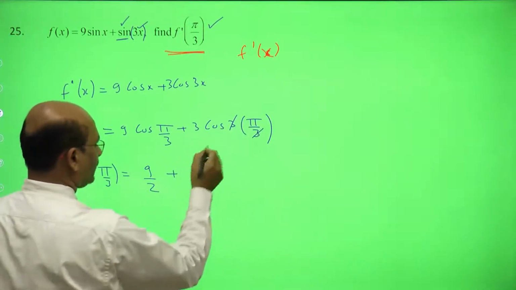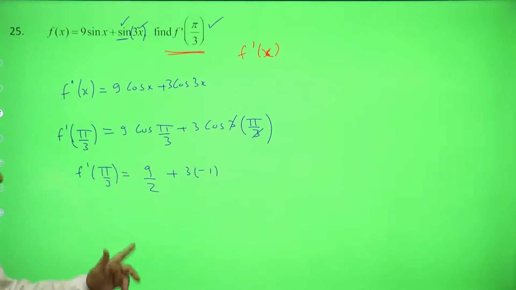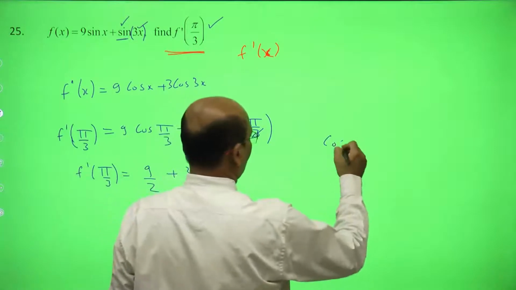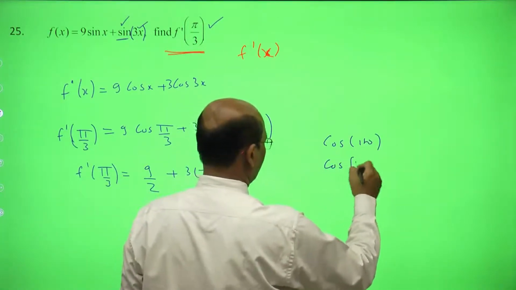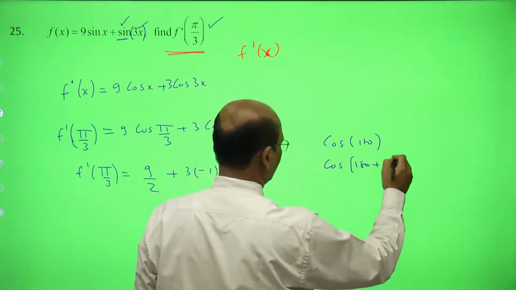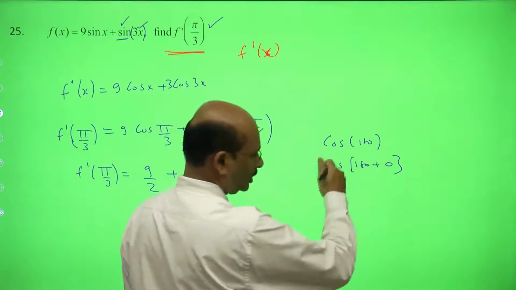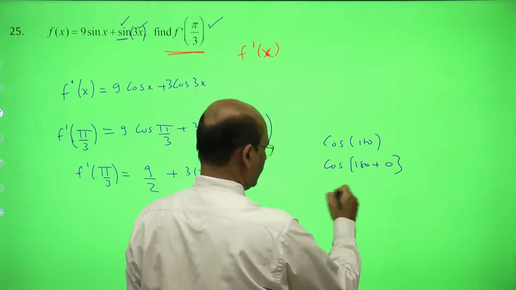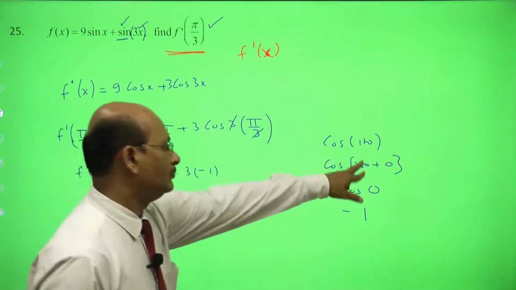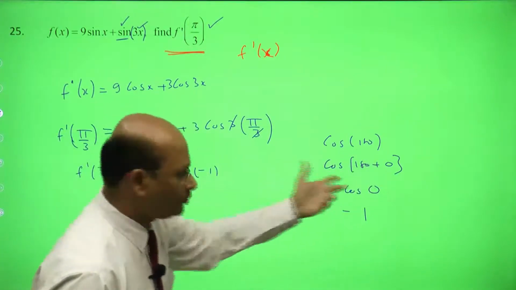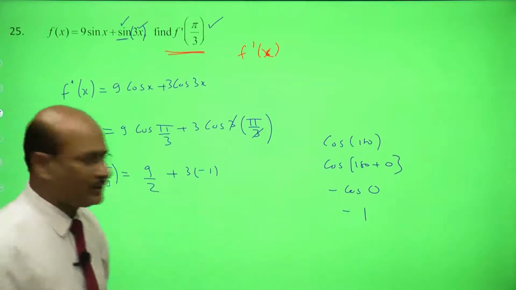3. Now cos pi is minus 1. Now if you don't remember this, I'll tell you how. Cos 180, I can write as cos of 180 plus 0, right. So 180 plus 0, third quadrant, cos will be negative, so minus cos 0, that is minus 1. You can write 180 minus 0 also, it is the same thing. So it is minus 1. If you feel a little bit of problem, you can use the calculator and quickly do it.